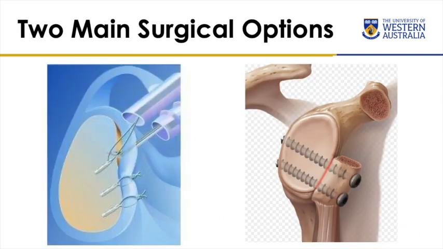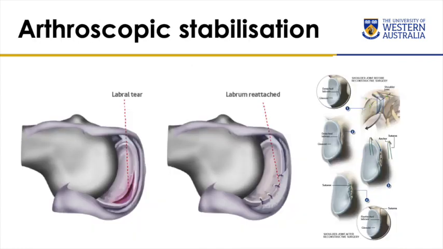The two main surgical options are the arthroscopic stabilisation or Bankart repair, or the Latarjet procedure. With an arthroscopic stabilisation, the surgeon repairs the torn labrum back onto the glenoid using suture anchors.